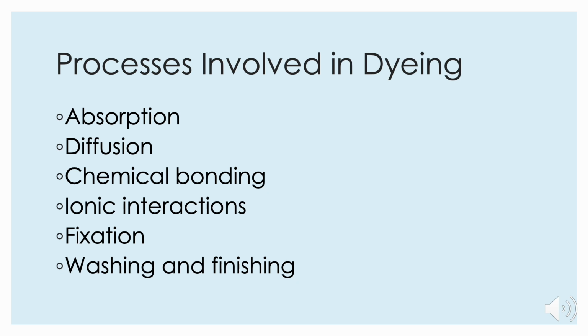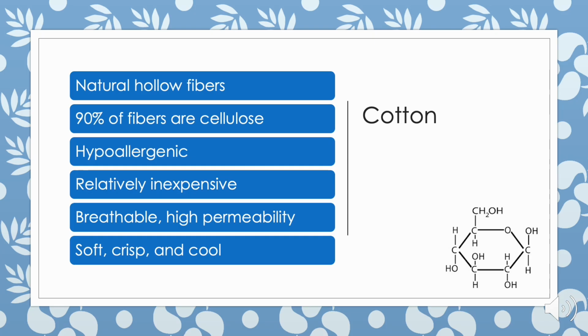Once the fixation process is complete, the fabric is usually washed to remove any unbound dye molecules as well as other impurities. This helps to improve the color fastness and appearance of the fabric. After washing, the fabric may undergo additional finishing processes such as drying, ironing, or pressing to achieve the desired texture and appearance. The fabrics that I will be using for my experiment are cotton and polyester.